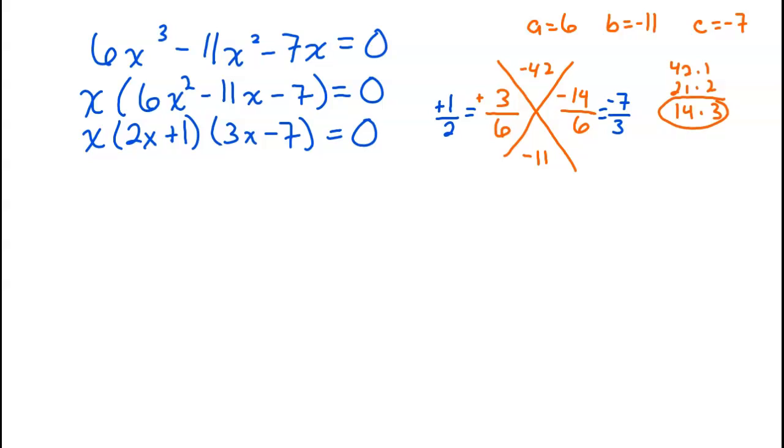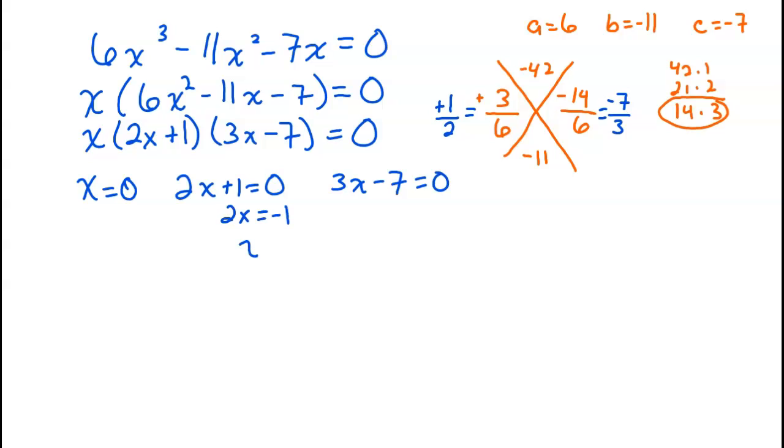Now you will notice I have 3 factors that have variables. So I'm going to set each of those factors equal to 0 and solve. So I have this one that's already solved, x equal to 0. So that is one of my zeros. Then I'm going to get 2x equals a negative 1. So x is equal to a negative 1 half. 3x is equal to 7. So x is equal to 7 thirds.